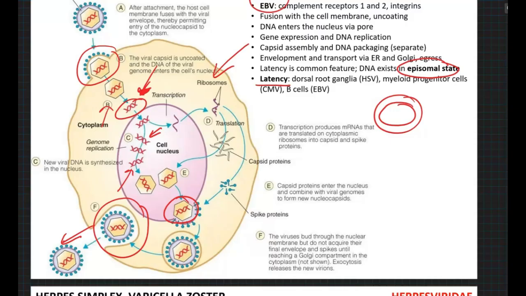Right? So what does latency mean? If somebody acquires herpes virus, it goes latent, and there's a saying among virologists: what is the difference between herpes and love? Herpes stays with you forever. Okay?